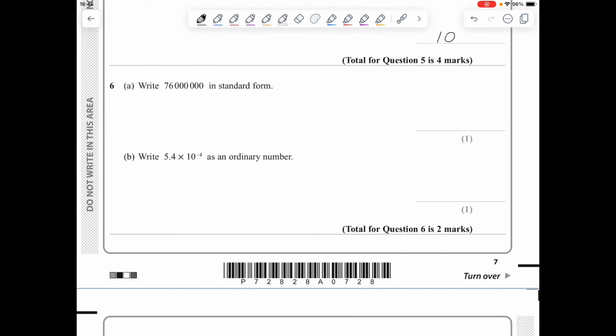For 6a, 76 million in standard form is 7.6 times 10 to the power of 7. And in part b, 5.4 times 10 to the minus 4 is 0.00054 as an ordinary number.